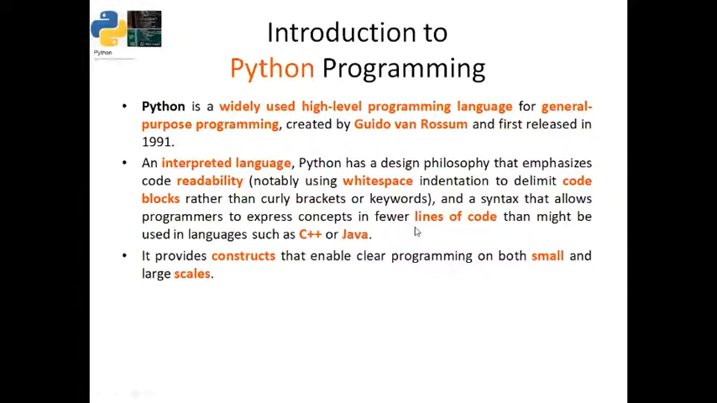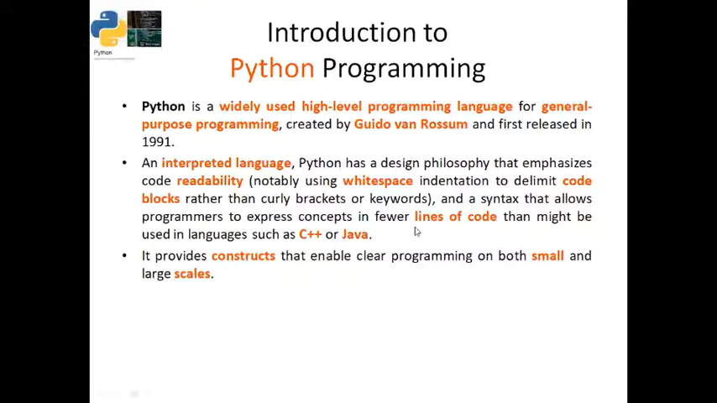So Python is considered a widely used high-level language for general purpose use. The father of the Python language is Guido van Rossum. The first release was in 1991. By that time the internet was already introduced, right? And Python is an interpreted language.